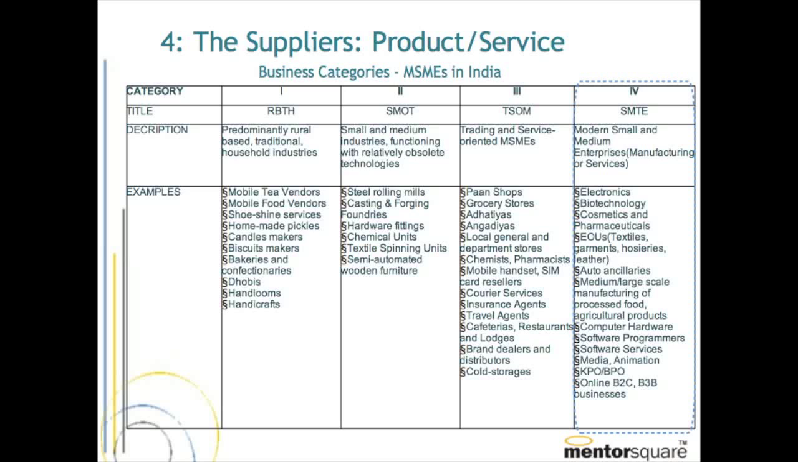Now, when we talk about the supply side, we've talked about the product or the service and the demand, and now we come to the supply side. Although this looks like a lot of information, just ignore the first 4 columns, which is the subject, the category column, and the first 3, which is traditional industries. Our focus for this session today is the 4th category, the SMTE, which we call modern small and medium enterprises, which are in manufacturing or services, and which typically comprise businesses like electronics, biotech, cosmetics and pharma, EOUs, auto ancillaries, computer hardware, software, media, animation, KPO, online, and so on.